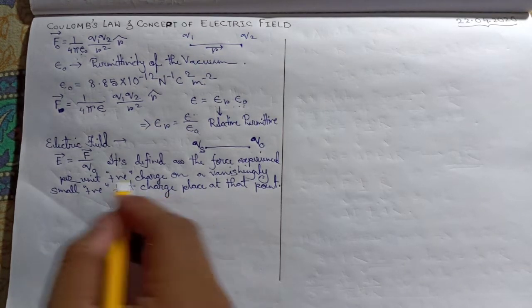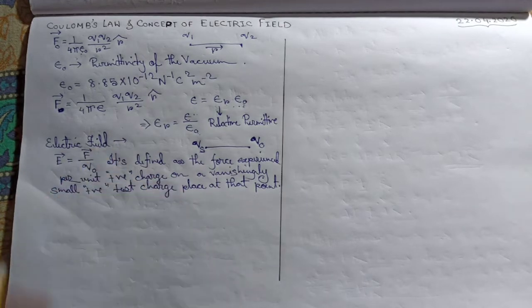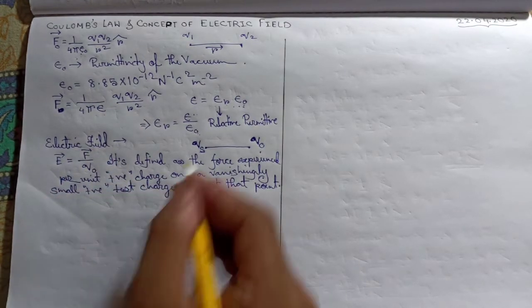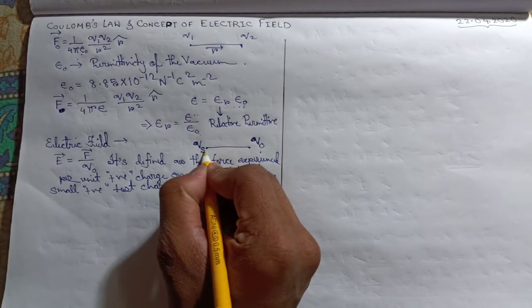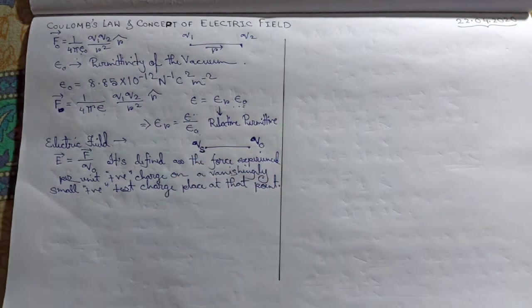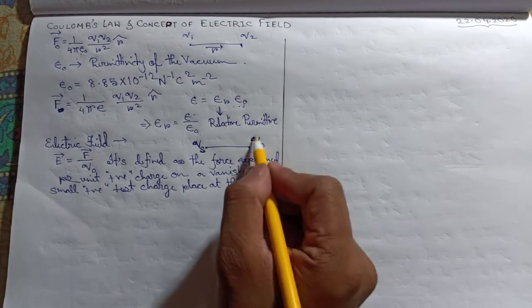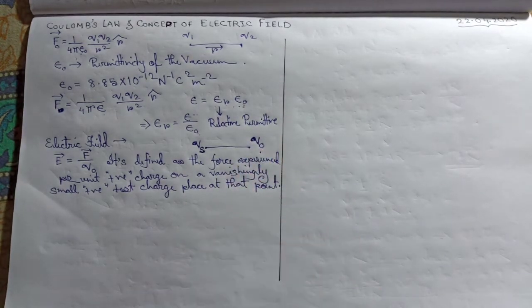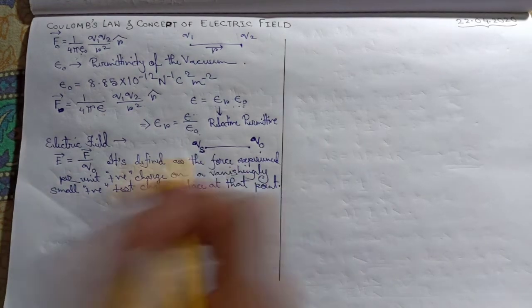Okay, that's why we will use the concept of electric field, where we will say that a source charge will create some electric field around it. And how to measure it? To measure it, we will put a test charge q0 around it, which will be vanishingly small, or very, very small compared to the source charge.